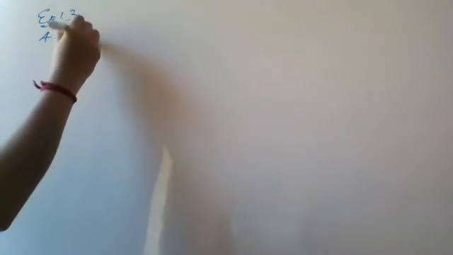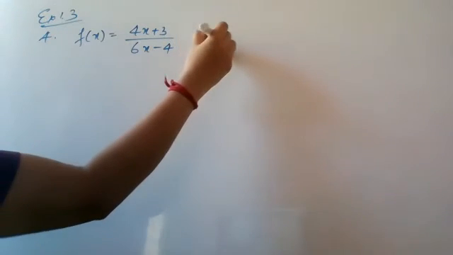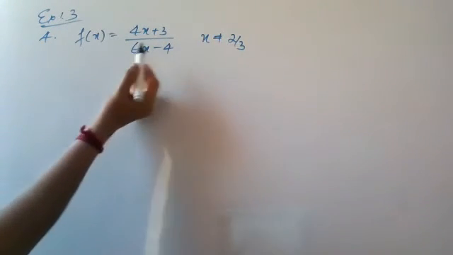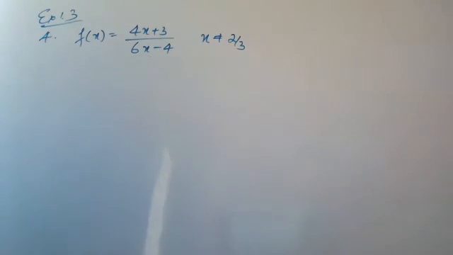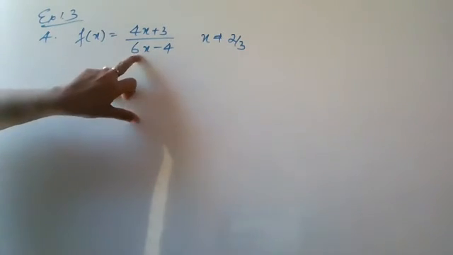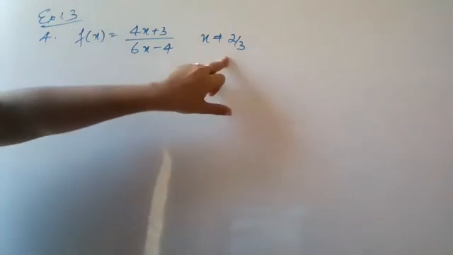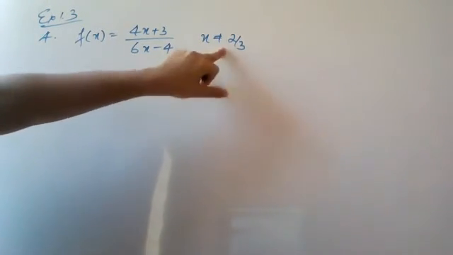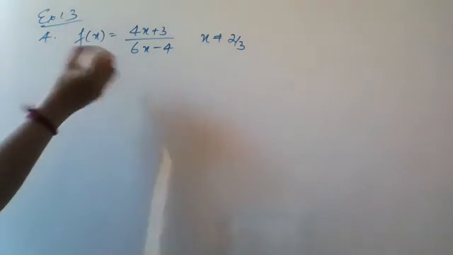If f of x is 4x plus 3 divided by 6x minus 4 with x not equal to 2 by 3. Now, when you substitute the value of x as 2 by 3, this denominator should not be 0. That's why they are giving you this condition. Because 6 times 2 by 3 becomes 4, and 4 minus 4 is 0. So there is a chance of the denominator being 0 when the value of x is 2 by 3. So that's why we are deleting x equal to 2 by 3 from this one. The function doesn't have that value.